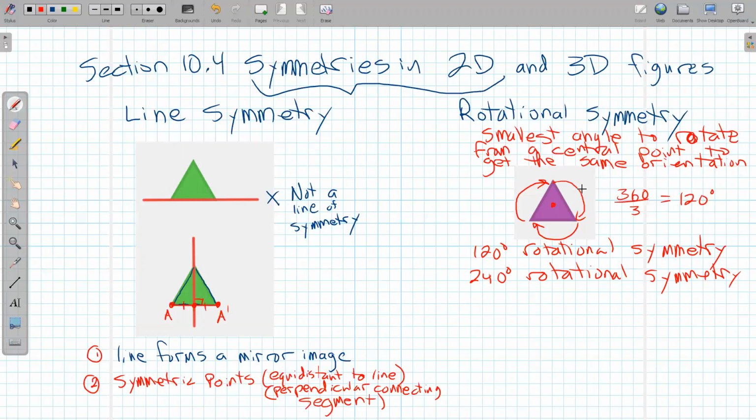And mentioning 360 degree rotational symmetry is pointless because everything, if you rotate it 360 degrees, is exactly where it started. So 360 rotational symmetry is not a thing.